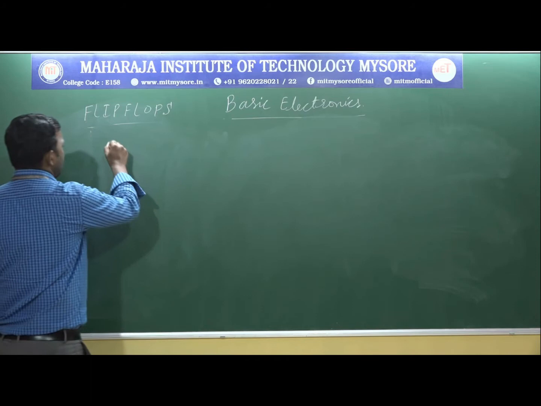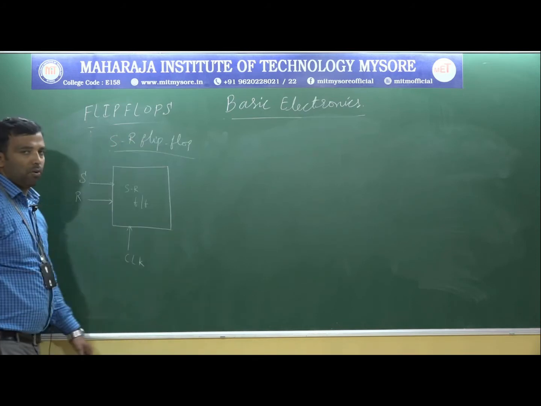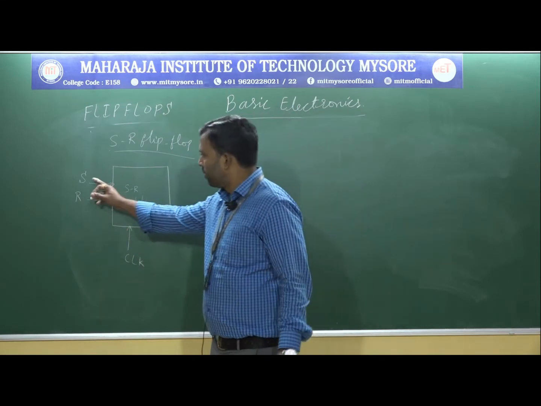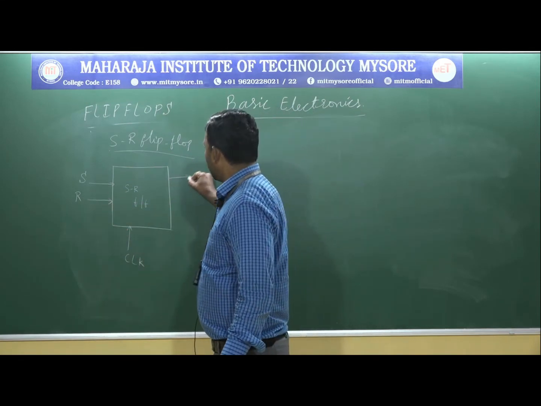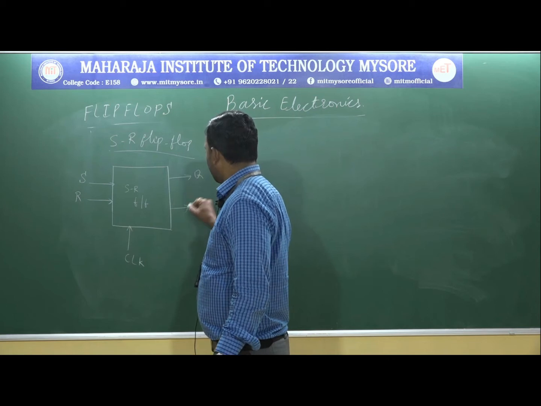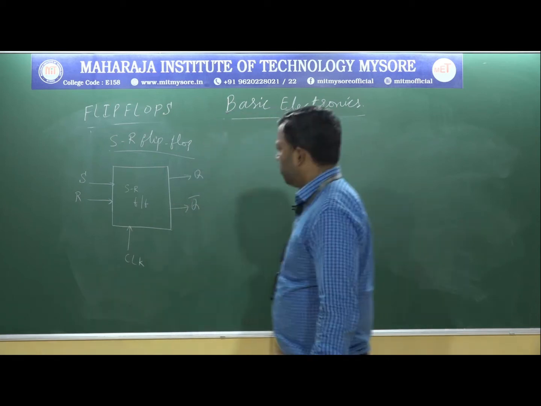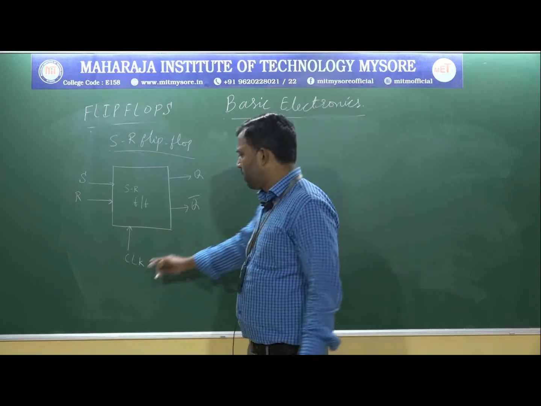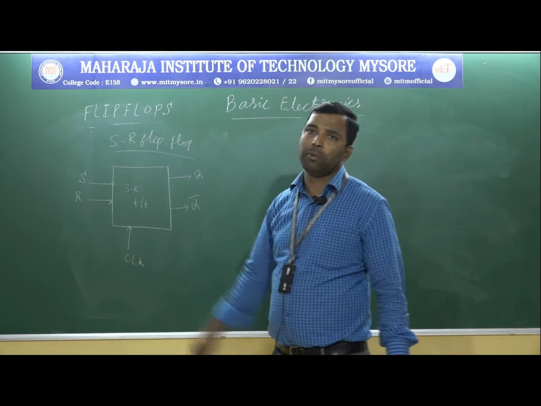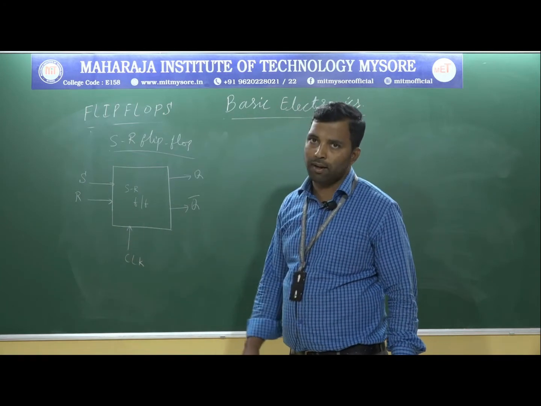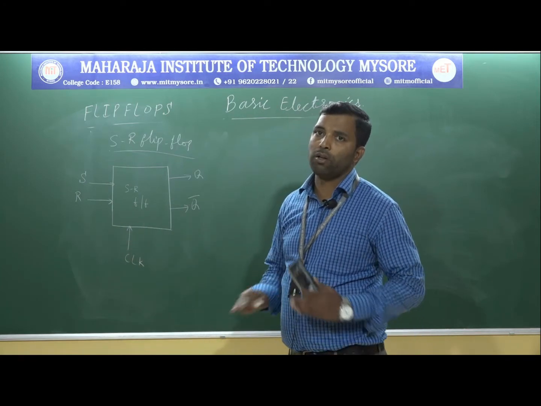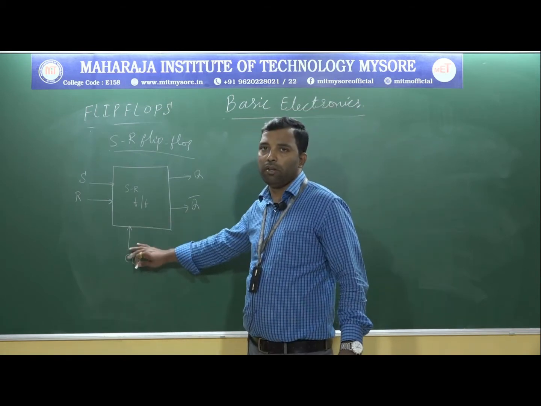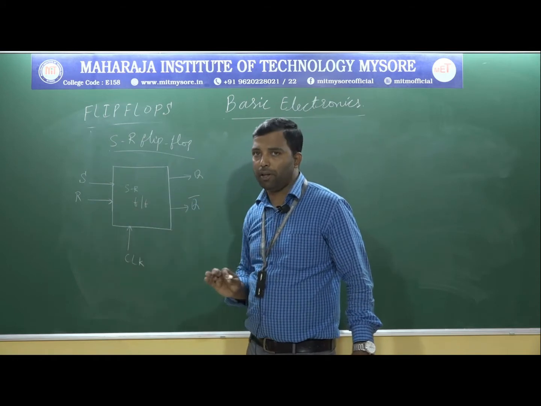Then we are going for SR flip-flop. Clock is always 1 for the flip-flop operation. S, R, the output is Q and Q bar. So 2 inputs means how many combinations? 2 power 2. Don't consider clock as a combination of those 2 inputs, S and R. SR is different, clock is the continuous pulse which is used to start the operation. This is a different input and these 2 are different inputs.